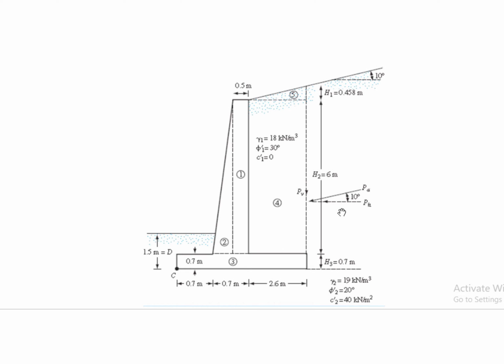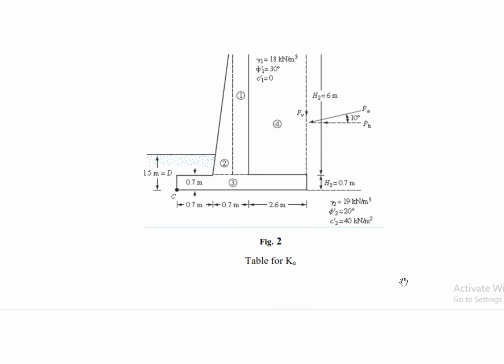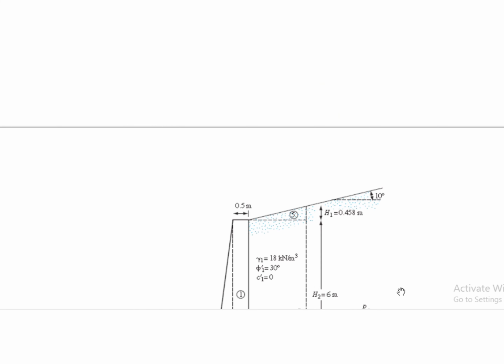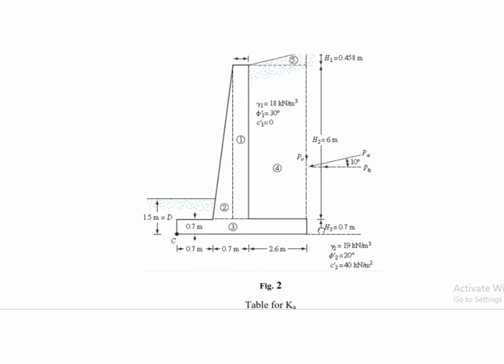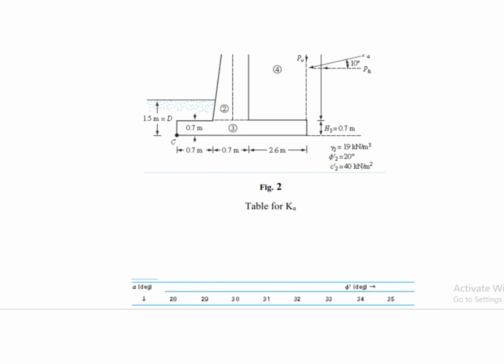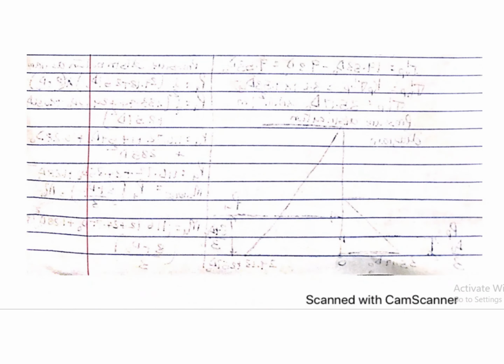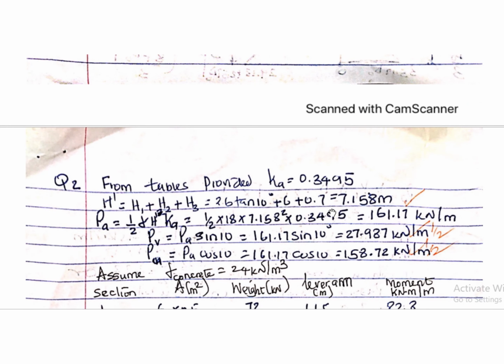Alpha is 10, you can see there. So when alpha is 10 and phi is 30, yes, okay. So alpha is 10 and phi is 30, you get Ka as 0.3495, or you could use the Rankine, not the Rankine, the Mohr-Coulomb formula, if you remember it. So this is what we've done there, and get Ka as 0.3495.